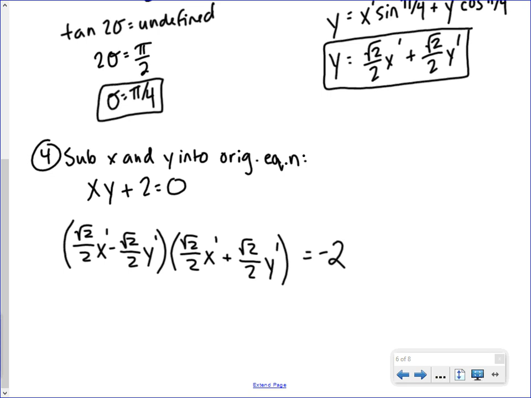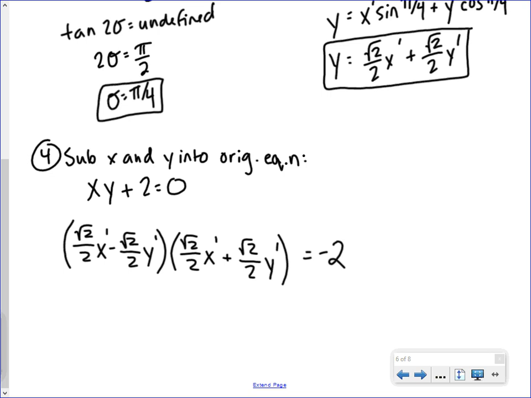Okay, so you're going to have to be careful and do a little bit of work. Pay attention to signs, positive and negative, and then pay very careful attention to your fraction work. Okay, so I'm going to start by multiplying the first terms. As square root of 2 over 2x prime times square root 2 over 2x prime.